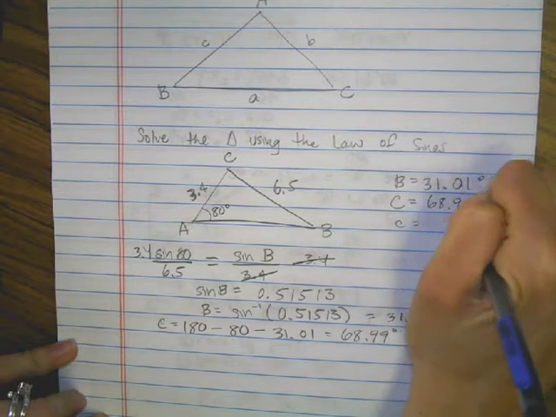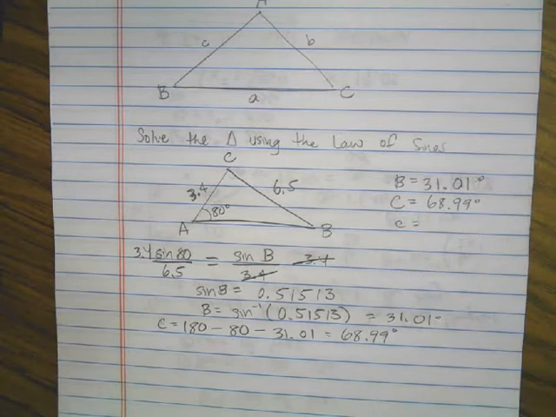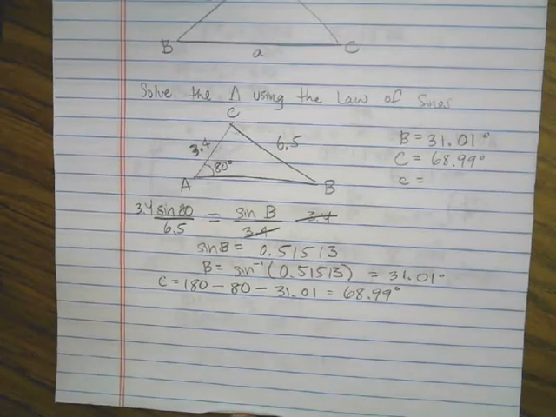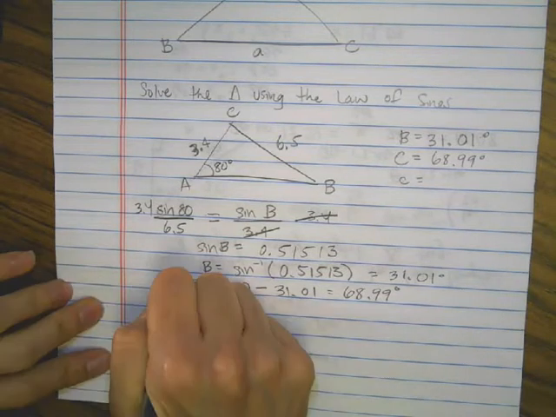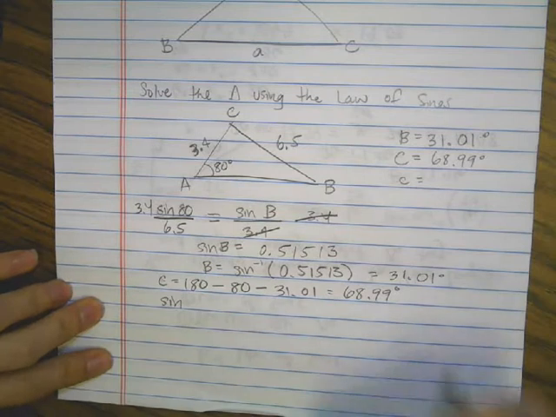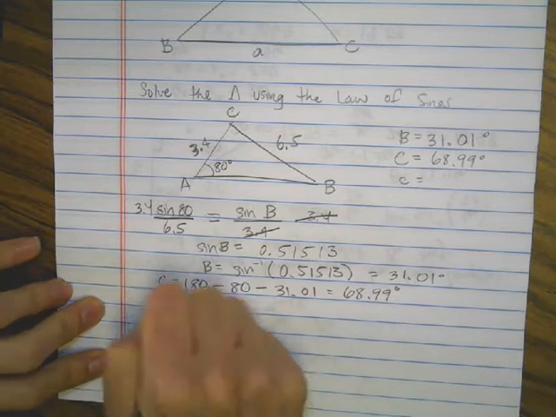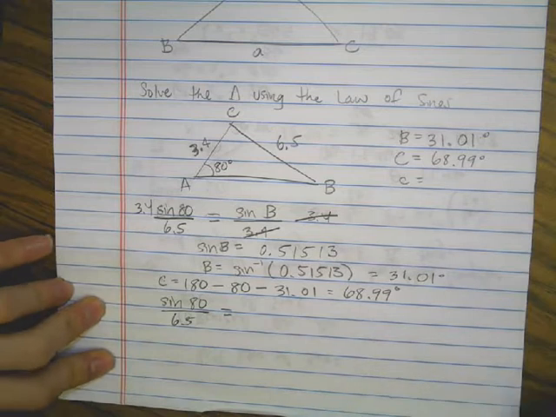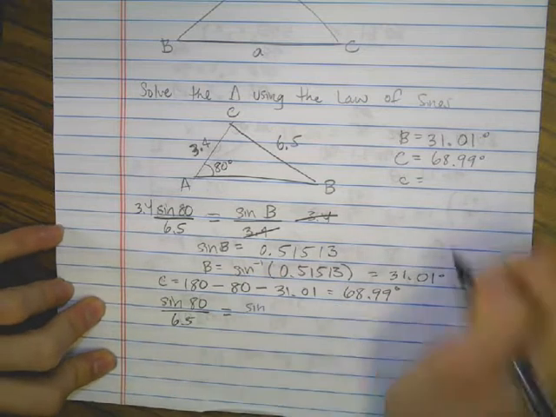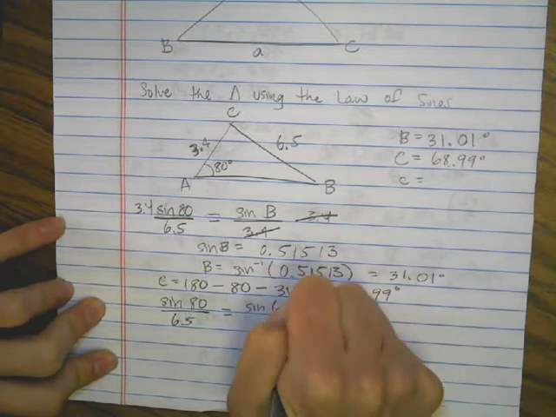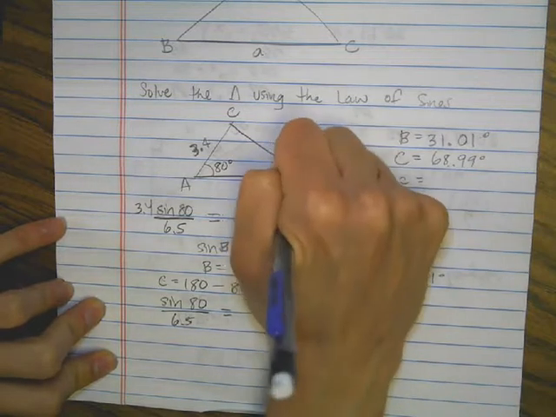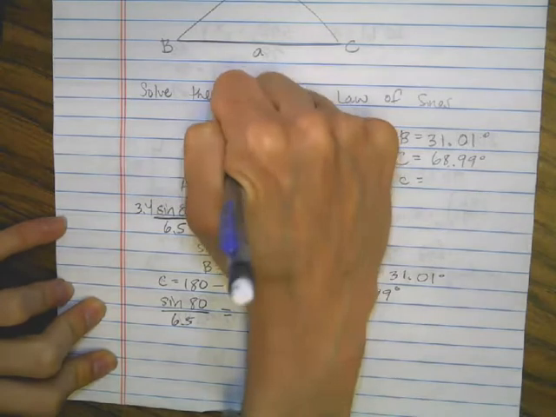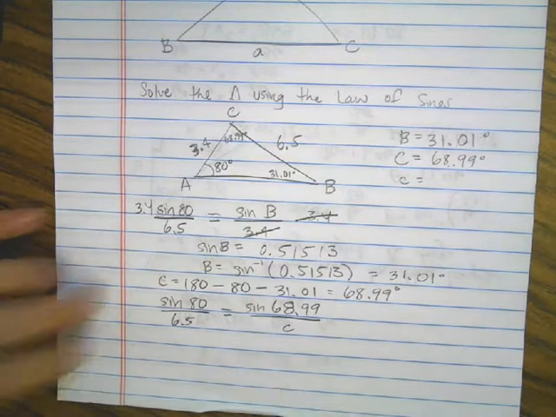And then you use the Pythagorean theorem. You cannot use the Pythagorean theorem. You can only use the Pythagorean theorem with a right triangle, and this is not a right triangle. So we can do the law of sines again. We can say sine of 80 over 6.5 equals sine of C, so sine of 68.99 over little c. And then we can solve for c.